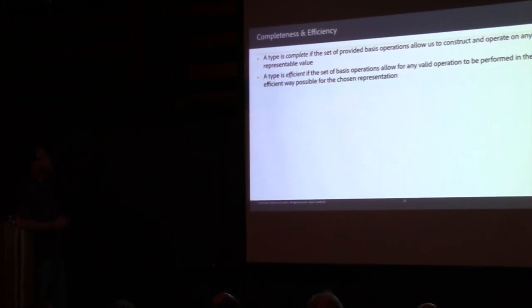So a type is complete if the set of provided basis operations allows us to construct and operate on any valid representable value. My goal up front here was that we want to be writing complete types. A type is efficient if your chosen set of basis operations lets you do anything with just those operations that you could possibly do with that value in the most efficient way. That's what you're striving for.